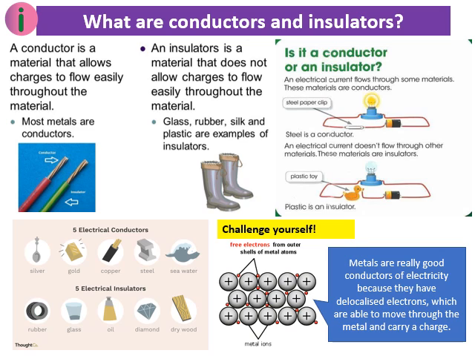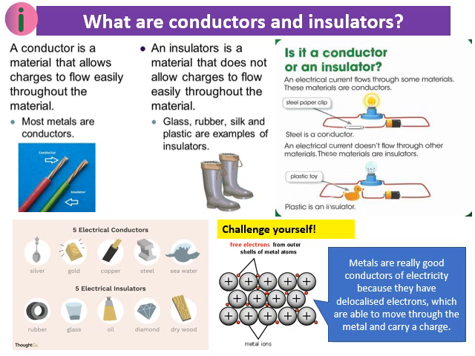Okay, so if you're looking at this slide rather than watching the video, that's fine. You can see that most metals are conductors, and a conductor is something that allows charge, so electricity, to flow through it easily, so it doesn't provide much resistance. Insulators provide a lot of resistance, so they don't allow charge to flow through easily. So things like glass, rubber, silk, plastic, they're all insulators.